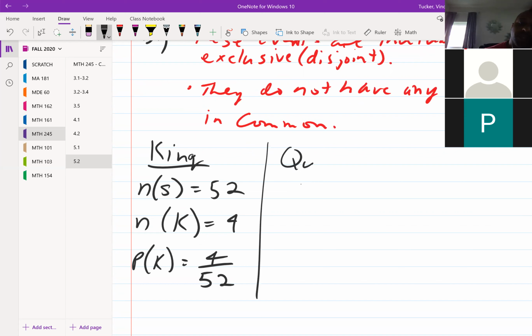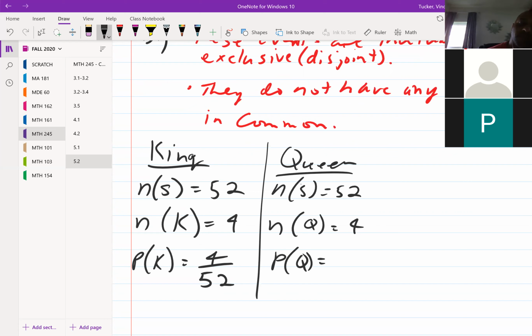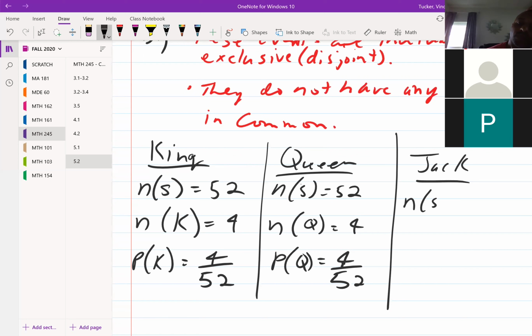Same thing here for queen. Number in your sample space is 52. Number of queens in the deck is 4. So the probability of getting a queen is 4/52. Number of cards, 52. Number of jacks, 4. And the probability of getting a jack is 4/52.